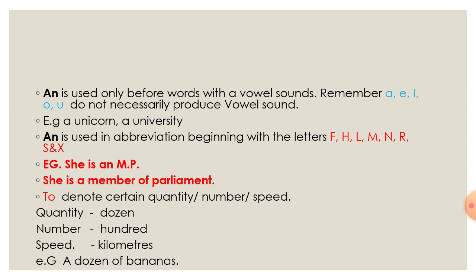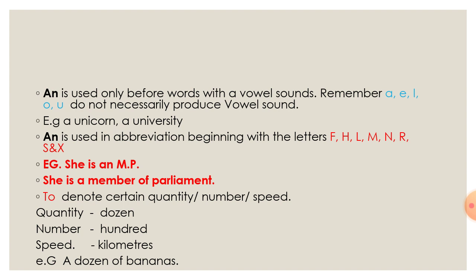An is used in abbreviations beginning with the letters F, H, L, M, N, R, S, and X. Here are two different examples. First example is: she is an MP. So we have to use an in abbreviations beginning with the letters F, H, L, M, N, R, S, and X. And second example is: she is a member of parliament. Here we use a because the word member is not an abbreviation.